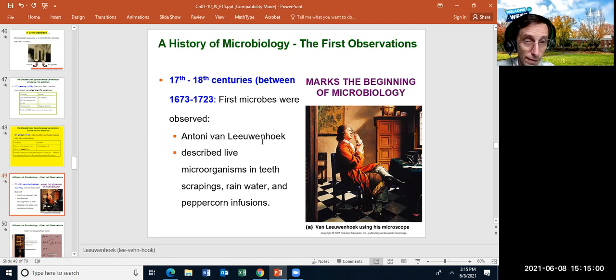He looked at microorganisms from scrapings from his teeth. He looked at microorganisms growing in rainwater. He looked at microorganisms growing in a peppercorn infusion. And he looked at microorganisms that he found in the River Thames. If you don't know, the River Thames was flowing through London, and apparently the Londonites drank that water to get their drinking water, and they weren't too happy to hear that there were microorganisms in the water that they were drinking.